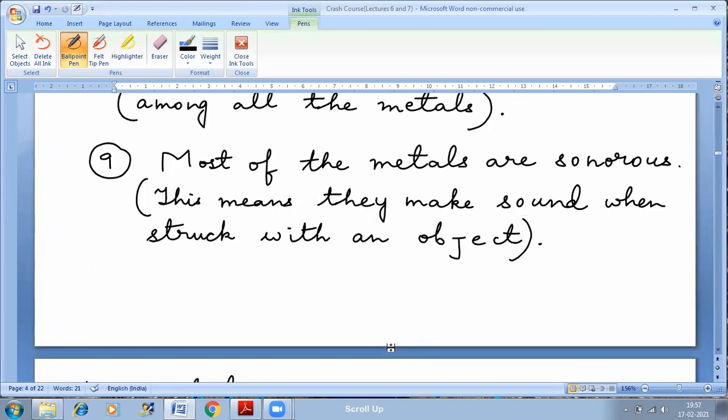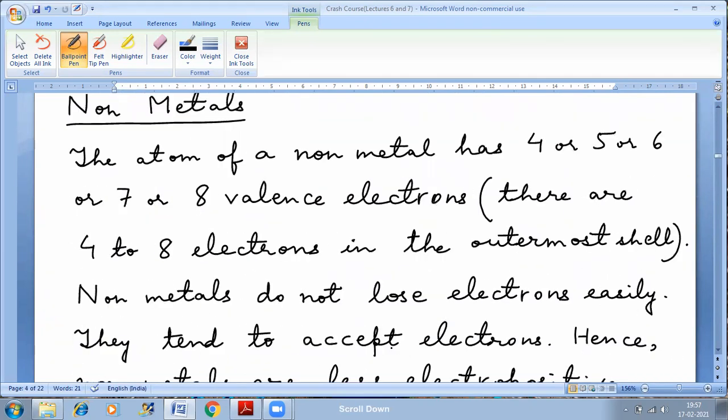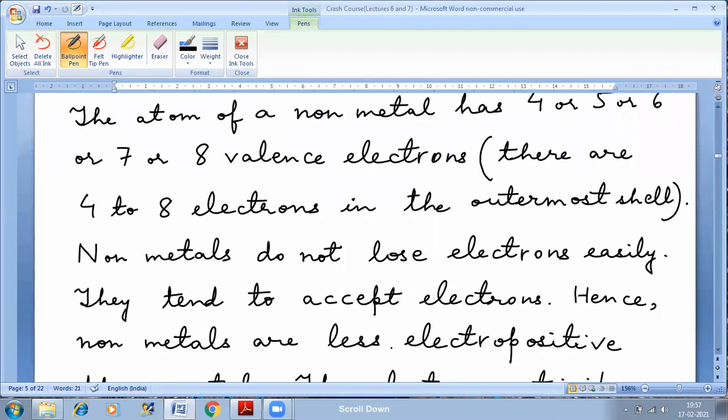Okay, these are the physical properties of metals. Now, non-metals. So, a non-metal has 4 or more than 4 valence electrons. And non-metals are less electropositive than the metals, which means that metals are always more electropositive than non-metals.